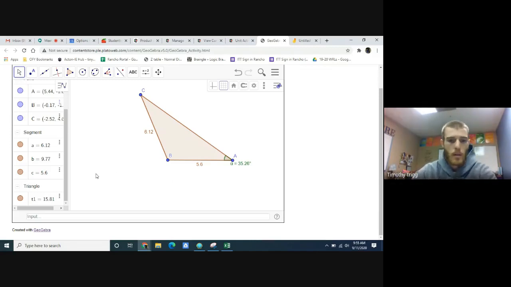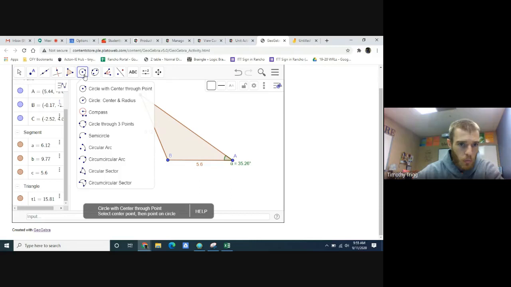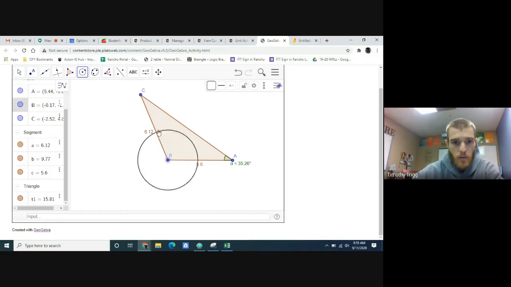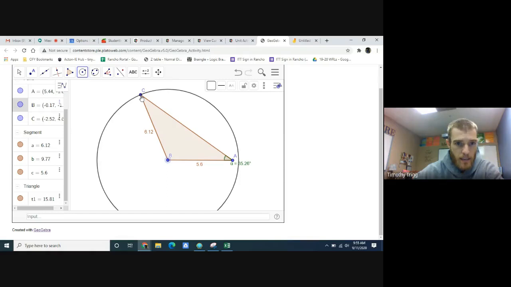All right. Now what we want to do is go to this circle tool. We're going to go to circle with center through point. Okay, so go and click that one. We want the center of the circle to be at B. Let's go ahead and click B first. And we want the end of the circle to be at C, just like that.